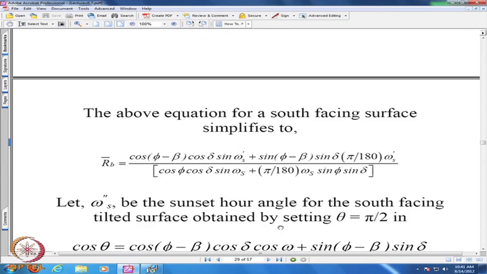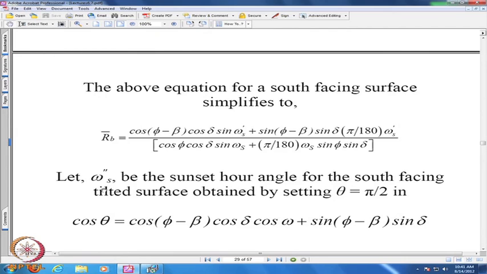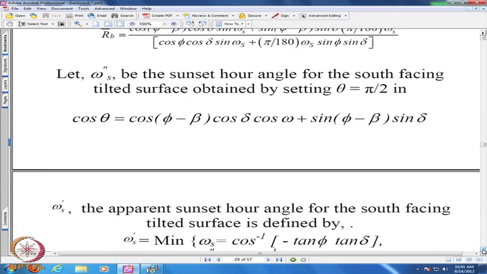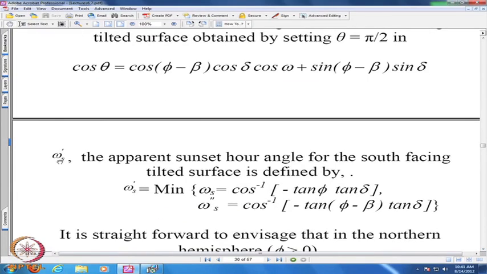surface. So, let us just be clear, omega S double dashed is the sunset hour angle for the south facing tilted surface obtained by setting theta equal to pi by 2 in the relevant equation for cosine theta. So, now omega S dashed is limited to omega S and omega S double prime. So, this is what the surface sees.